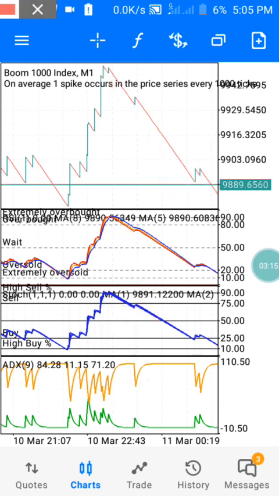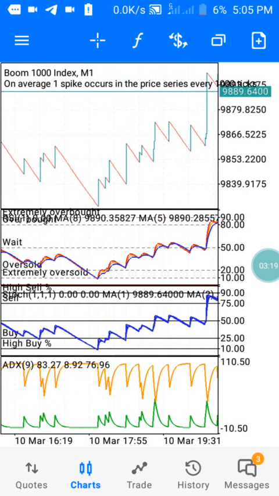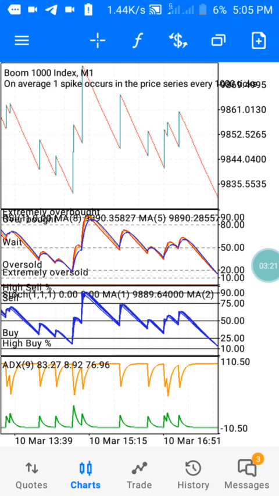So this strategy also works on crash 1000. You can use it to buy and sell. On boom 1000, we are using it to take our selling trade.